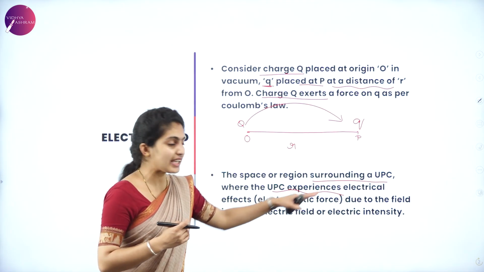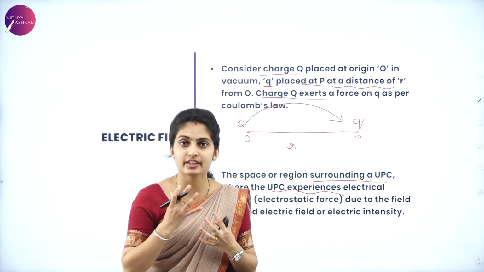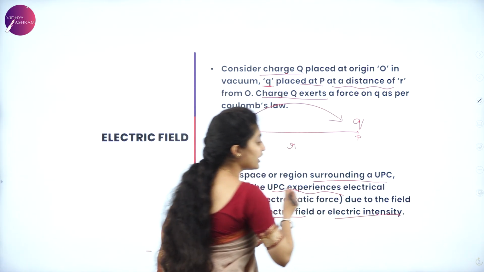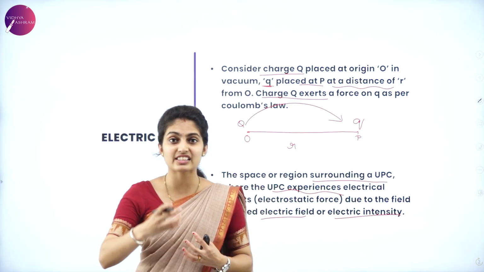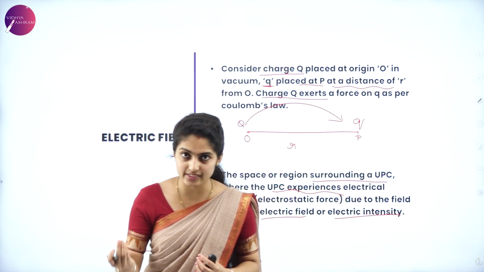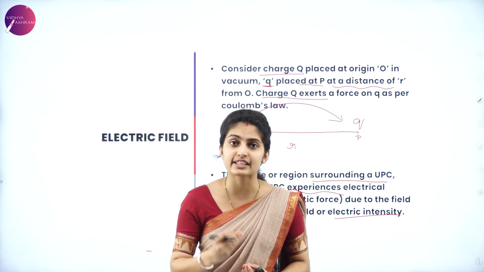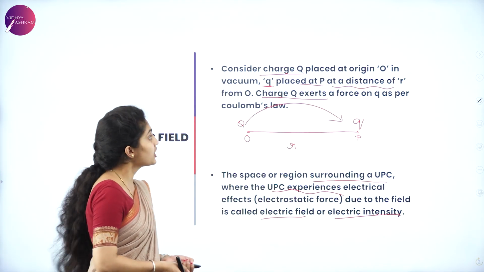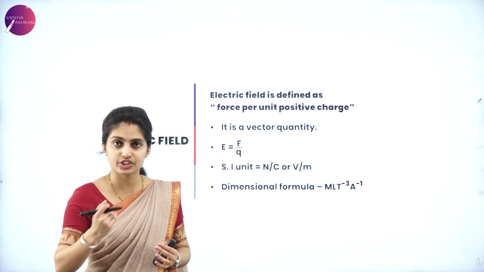Okay, so these electrical effects experienced by the neighboring charges are said to be electric field, or it can also be called the intensity of the electric field, that is electric intensity. So this is all about the experience of electric field in the surrounding of the source charge. And now next is electric field. The same thing you are continuing here.